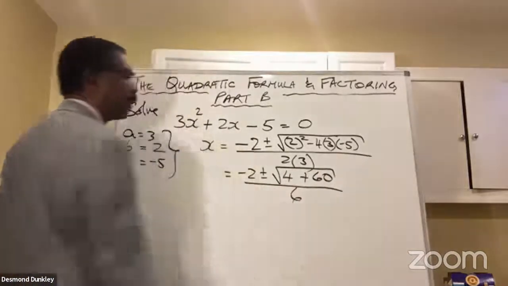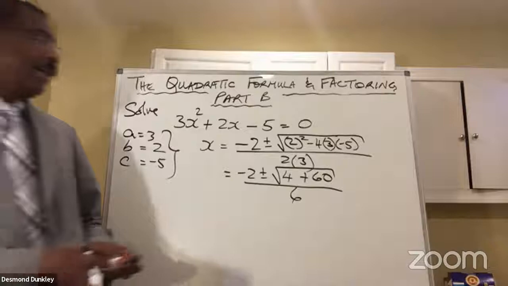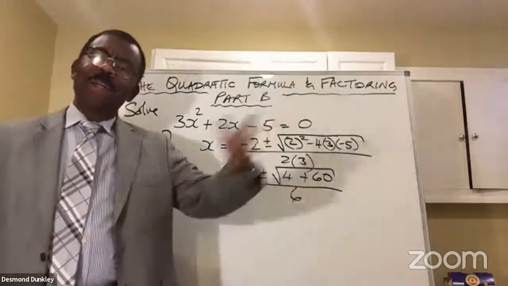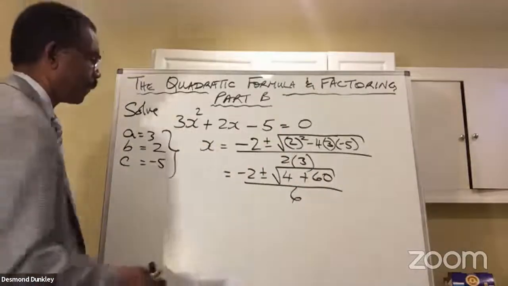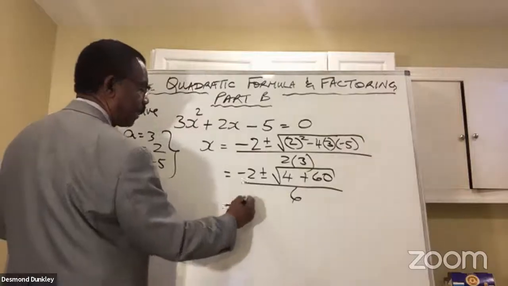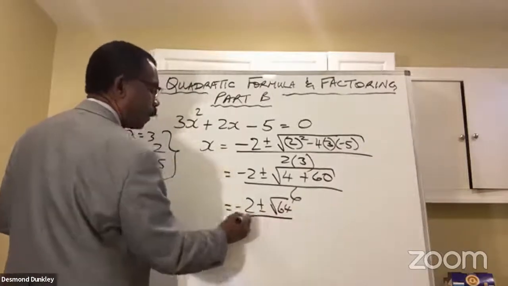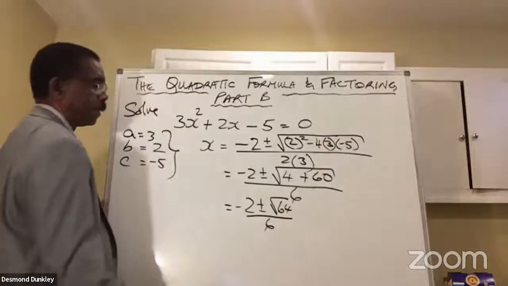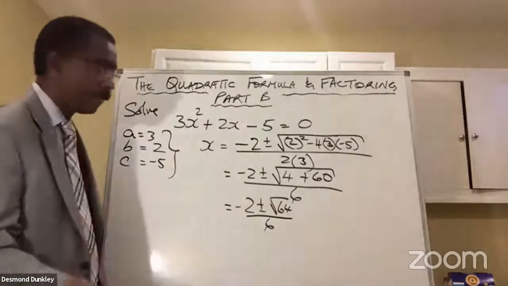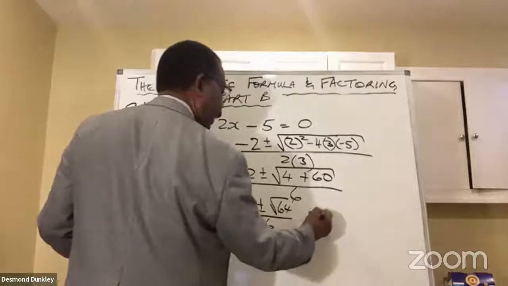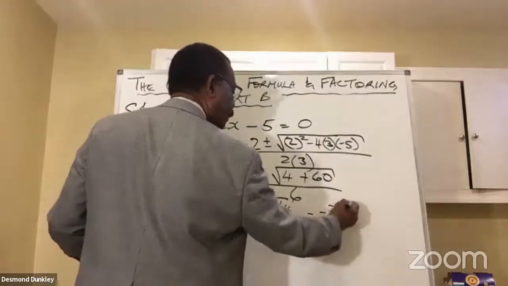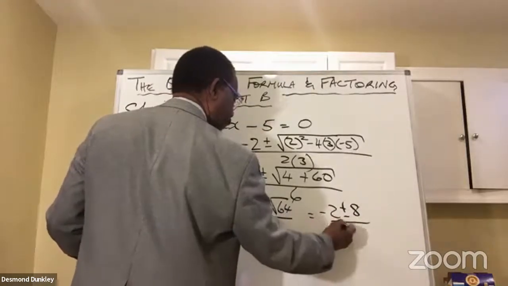Over 6. I was hoping to get something that's not a perfect square, and the numbers came out to be a perfect square. So it's equal to -2 plus or minus the square root of 64 over 6. Square root of 64 is 8. So it's going to be equal to -2 plus or minus 8 over 6.